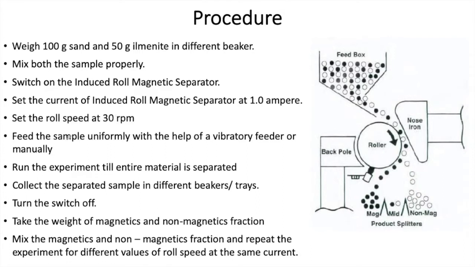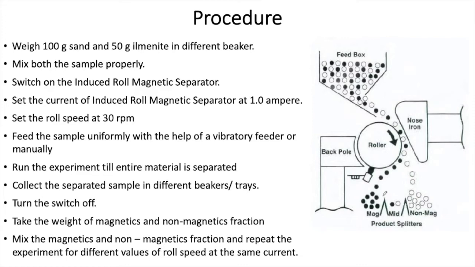Then we feed the sample uniformly with the help of a vibratory feeder, or you can feed manually, but you have to ensure that the feed is uniformly fed to the rolls. Run the experiment till the entire material is separated. Then collect the separated sample in different beakers or trays. You can place either trays or beakers for collection of the products.